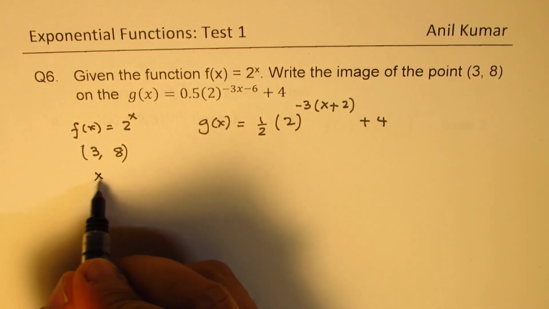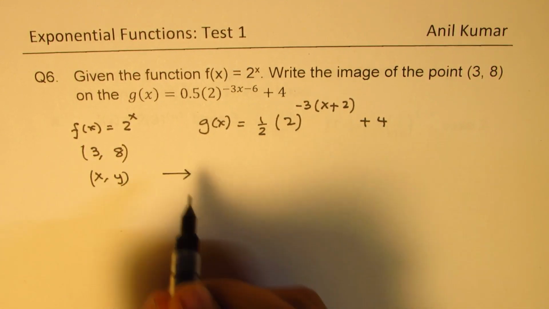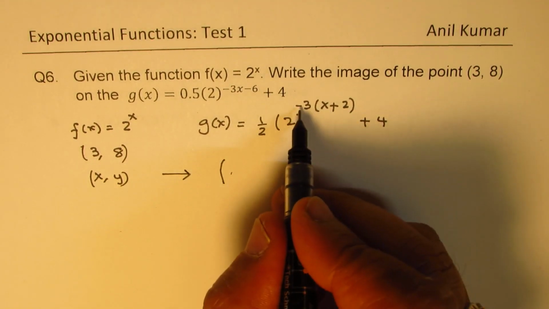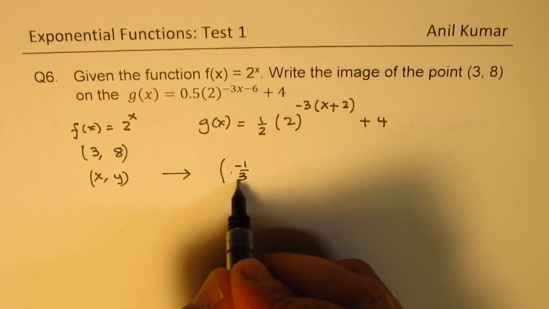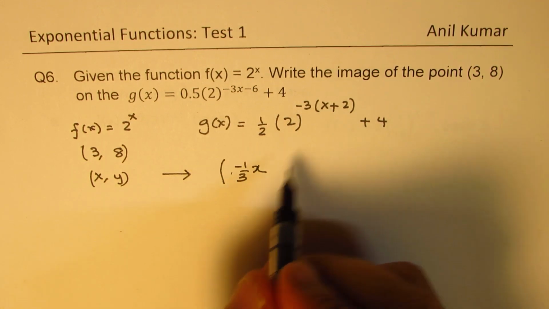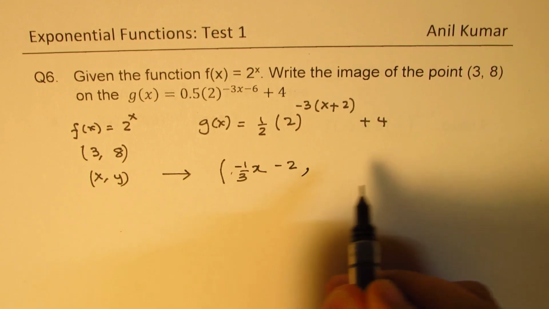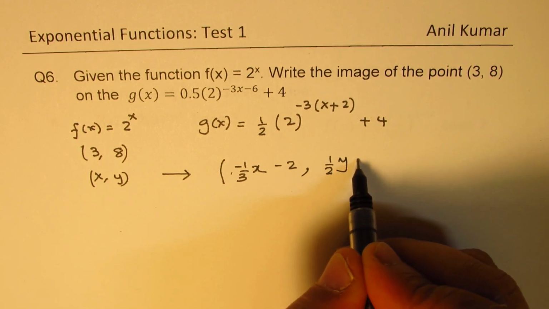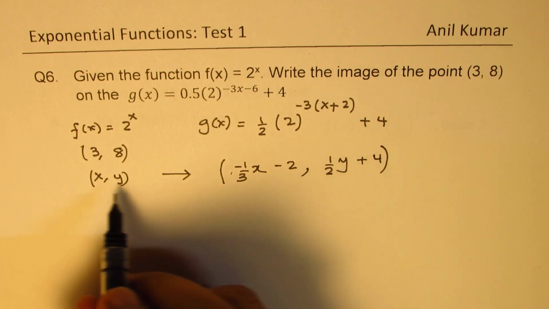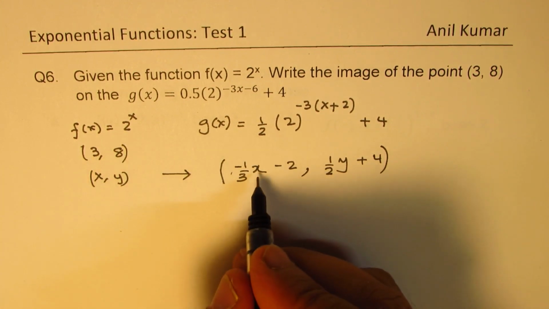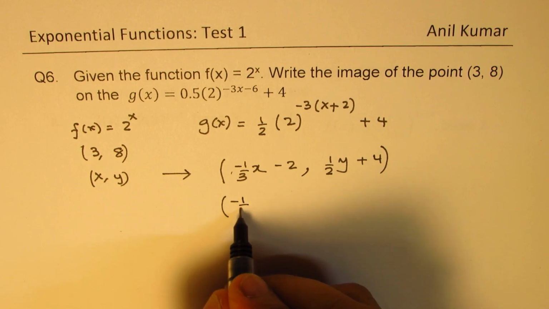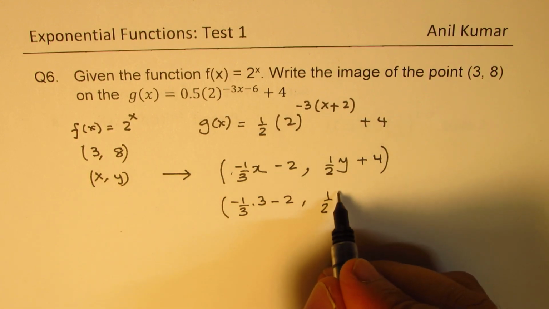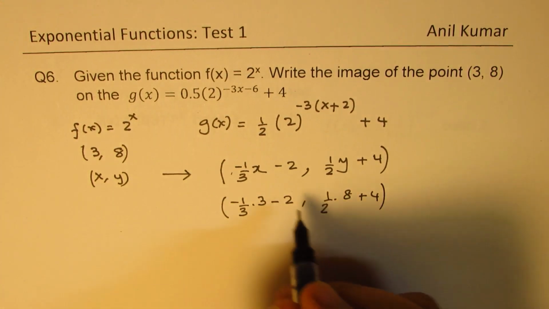So any coordinate x and y on the function gets transformed to what? Write this first, right? The x value will get multiplied by minus 1 over 3, and then you take away 2. As far as the y value is concerned, it gets multiplied by half of the original y value, and then you add 4, right? We have 3 and 8. If I substitute 3, I get minus 1 over 3 times 3 minus 2, and half of 8 plus 4. Correct? Do you see the calculations, right?